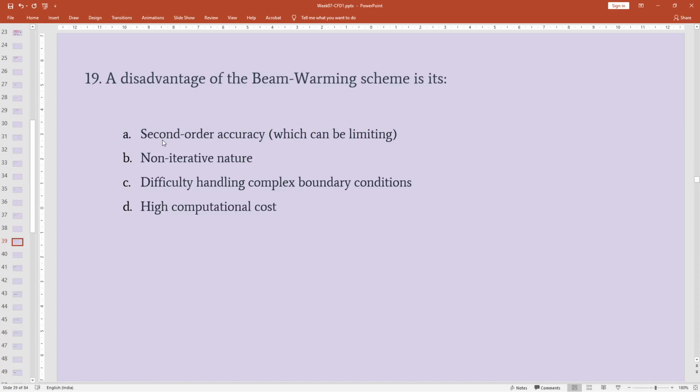Next question. The disadvantages of beam warming scheme is: option A, second order accuracy. Option B, non-iterative nature. Option C, difficulty handling boundary condition. Option D, high computational cost.